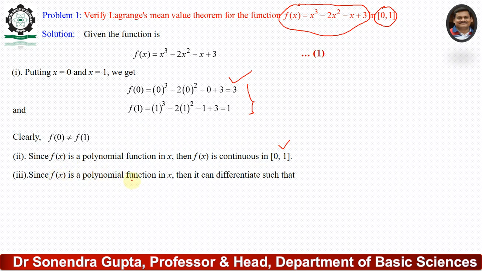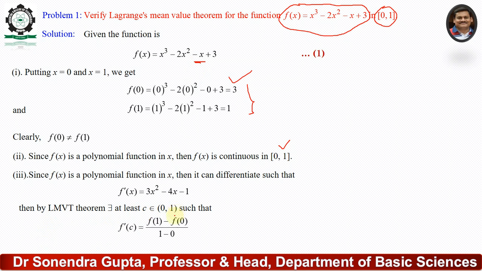Third point, f of x is a polynomial function, then it can be differentiated such that f dash x equal to 3x square minus 4x minus 1. Then by the LMVT, that is the Lagrange mean value theorem, there exists at least one c belonging to the open interval 0 to 1 such that f dash c equal to f of 1 minus f of 0 upon 1 minus 0. Now the value of f of 1 is 1 and the value of f of 0 is 3.